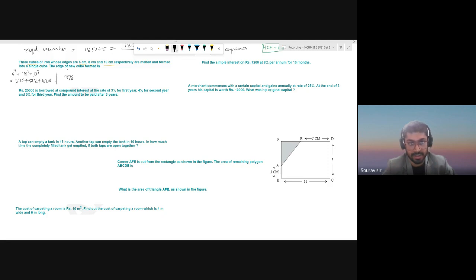So for the new cube, assuming no wastage, the volume will be 1728. So 1728 is basically 12 cube, right? So side equal to 12 centimeter. So it's a much bigger cube than all of the previous smaller cubes.